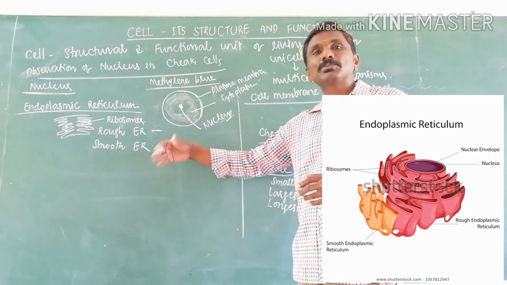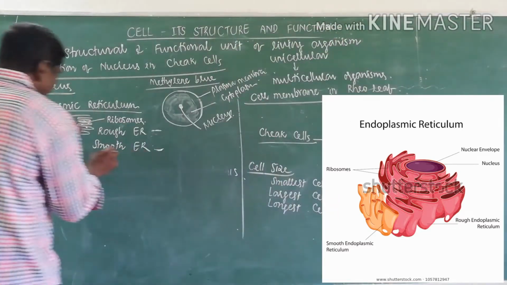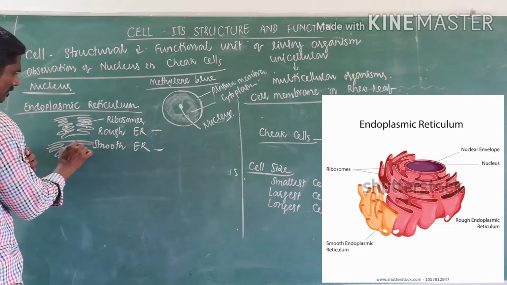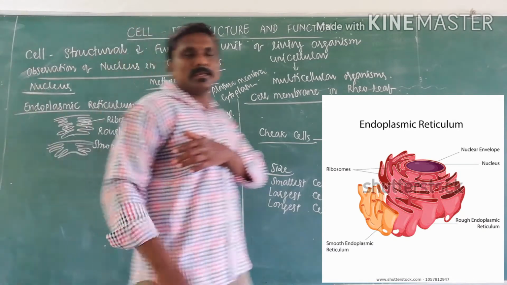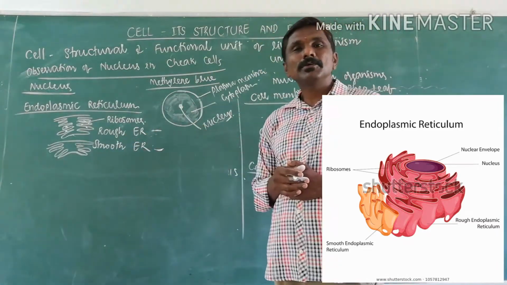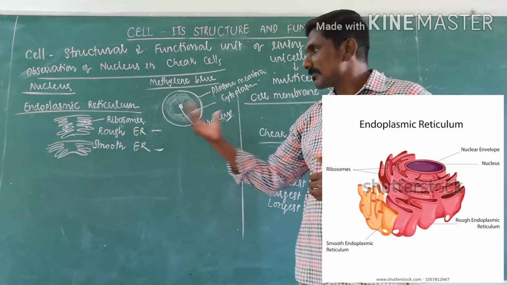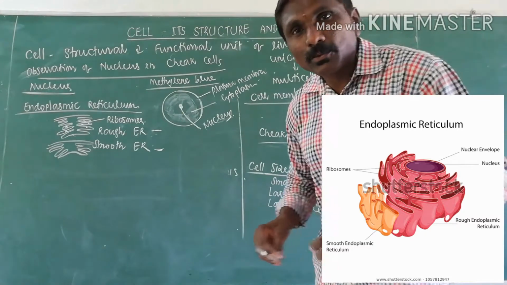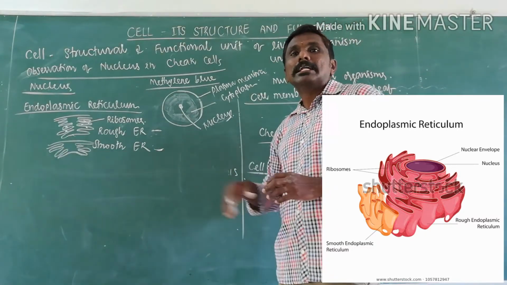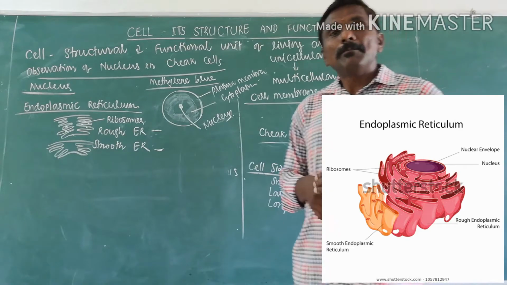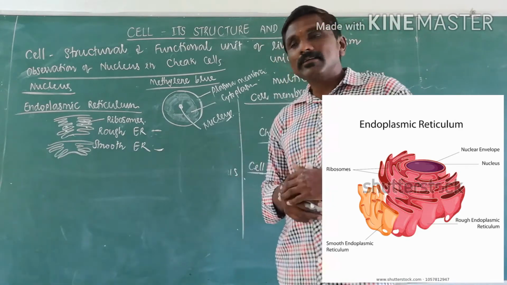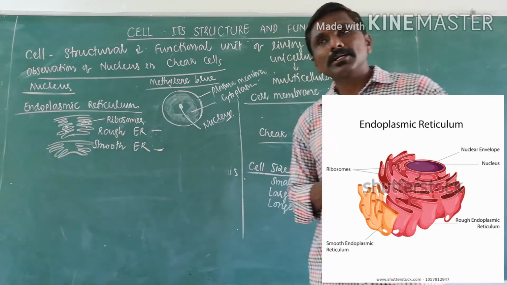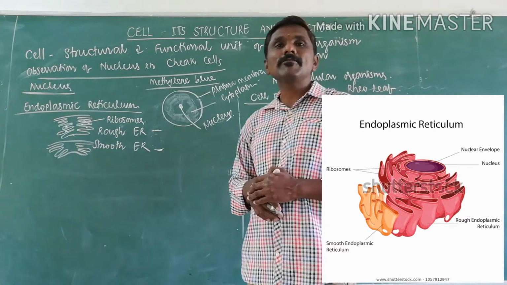The next one is the smooth endoplasmic reticulum, which is devoid of ribosomes. The smooth endoplasmic reticulum doesn't possess any granular material on its surface. That's why it is called smooth. What is its role? It helps in the synthesis of lipids and fatty acids. So lipids and fats are synthesized in the smooth endoplasmic reticulum, whereas the rough endoplasmic reticulum takes an important role in the synthesis of protein.